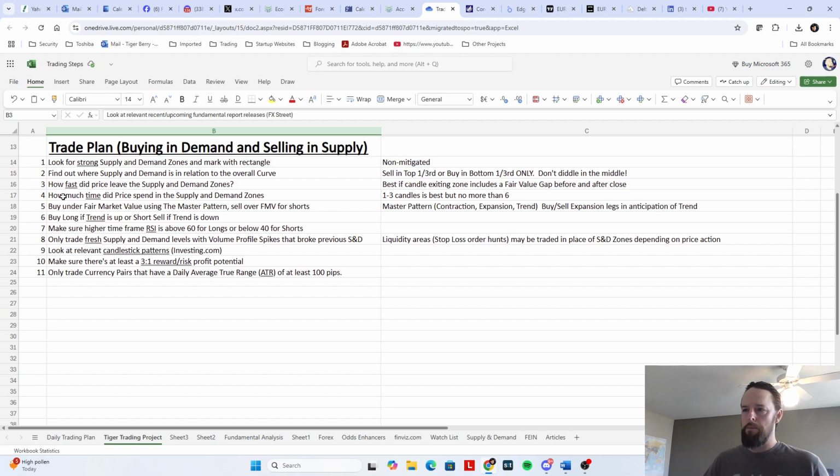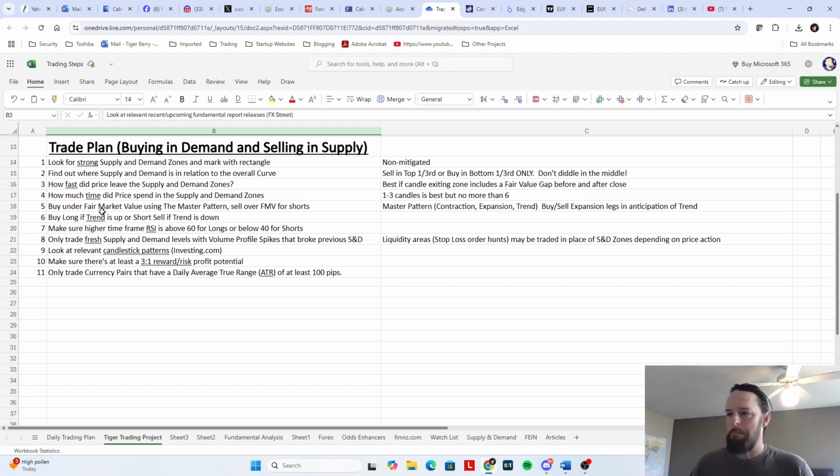So number three, how fast did price leave the supply and demand zones? It's important. If price is just slowly coming out of that zone and slowly trickling up or trickling down, it's not as good of a zone as if price comes out of that zone and then shoots up quickly or drops quickly, right? We want fast movement, because fast movement means if price does return in a fast way, then there's an even higher chance of it hitting that zone and bouncing back the opposite direction. That'll make more sense again when I show you on the charts.